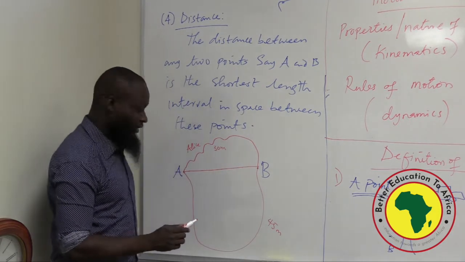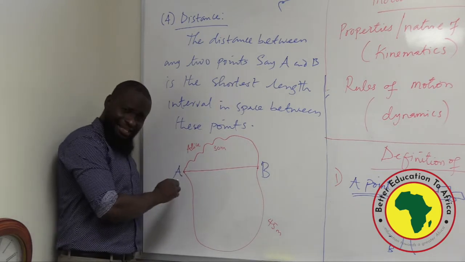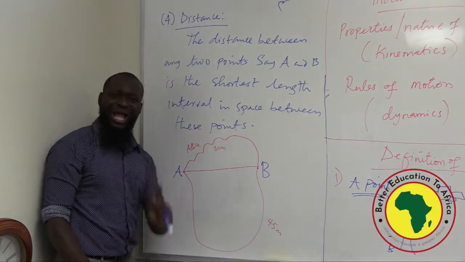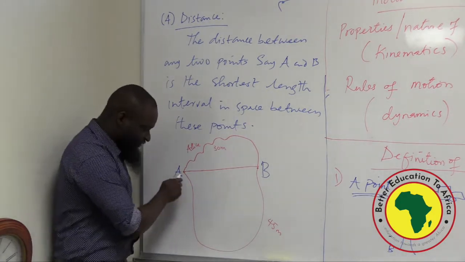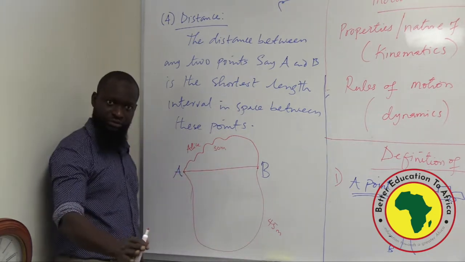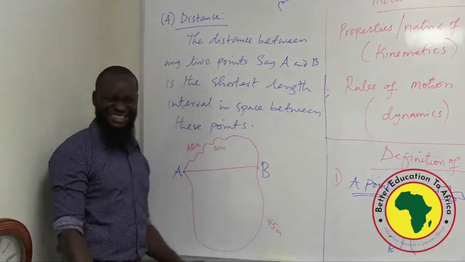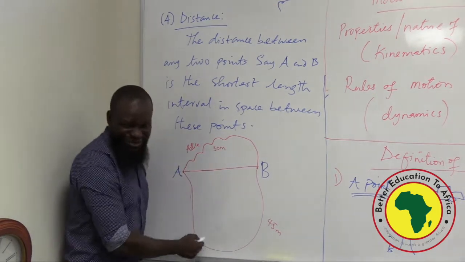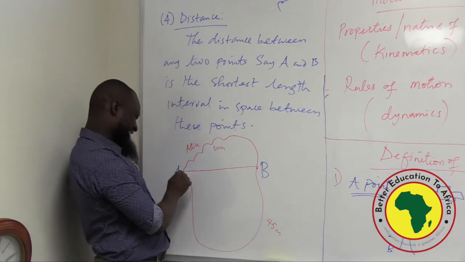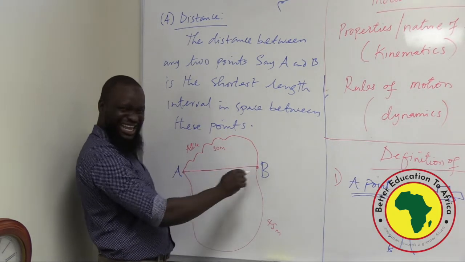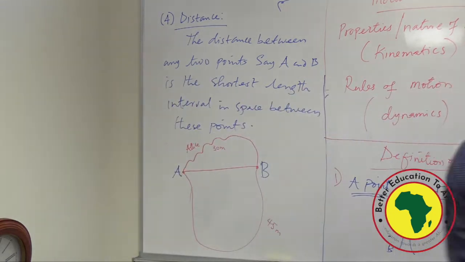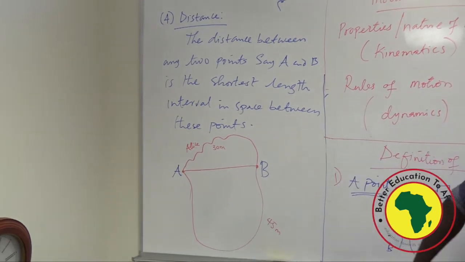Now listen. Alice has walked a distance of 30 meters from A to B. True. Bob has walked a distance of 45 meters from A to B. True. But what is the distance between A and B? It is neither the one Alice walked, nor the one Bob walked. It is the shortest line, the magnitude of the shortest line joining A and B. Do you understand? Anybody can walk any distance. But the distance between two points is the shortest one.